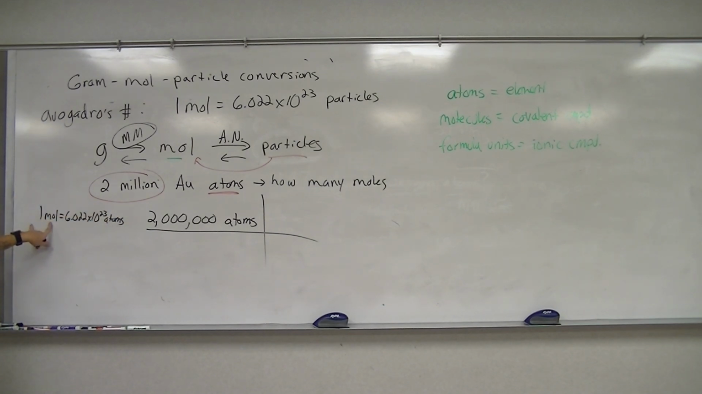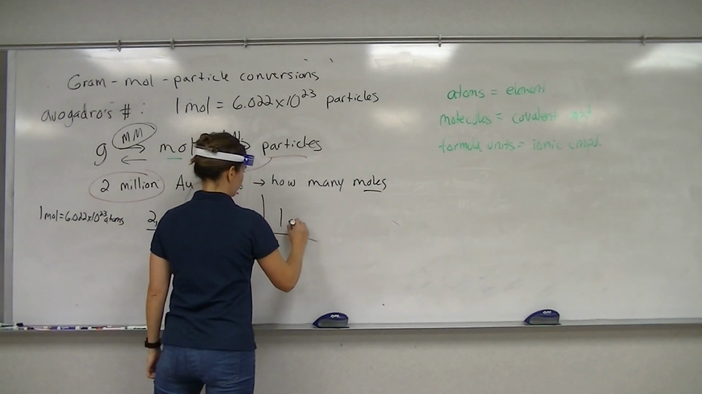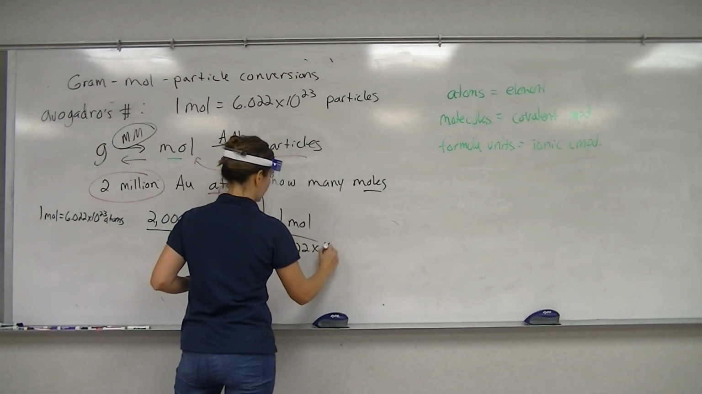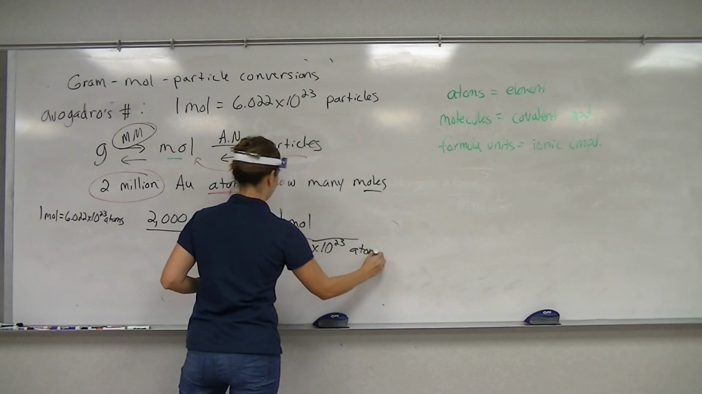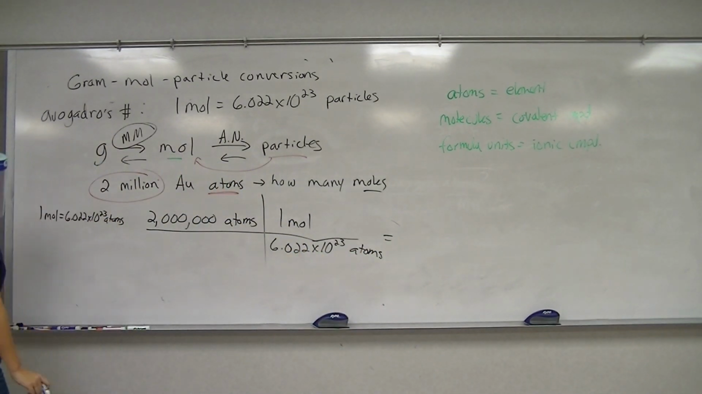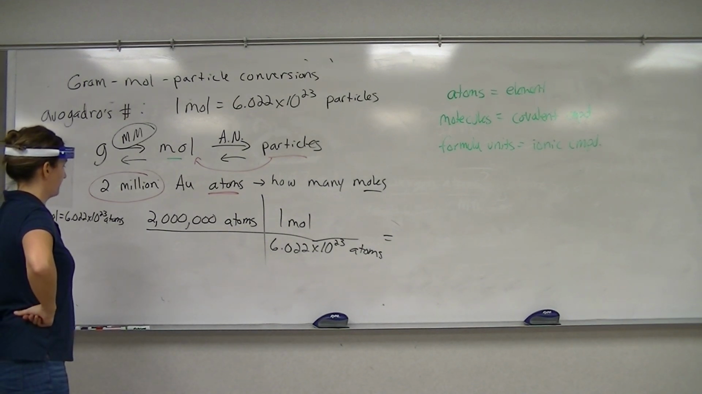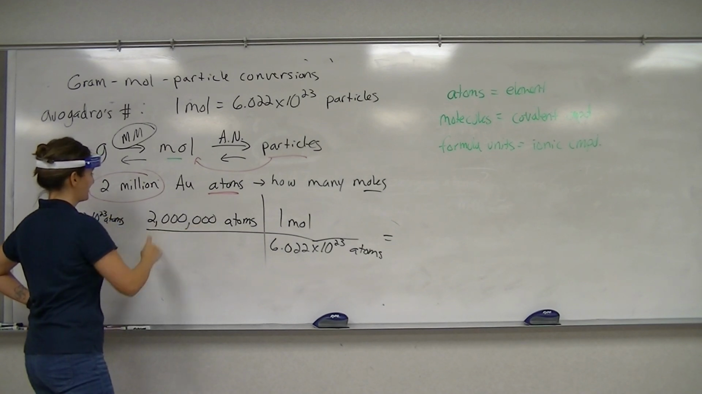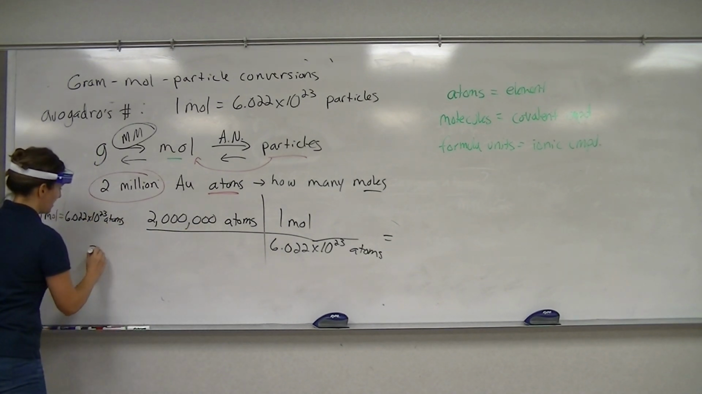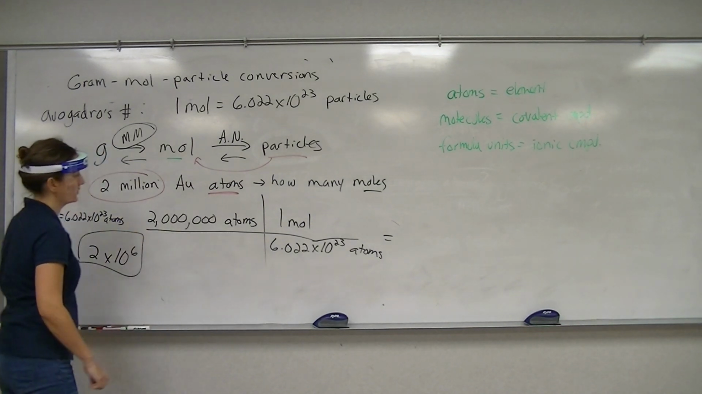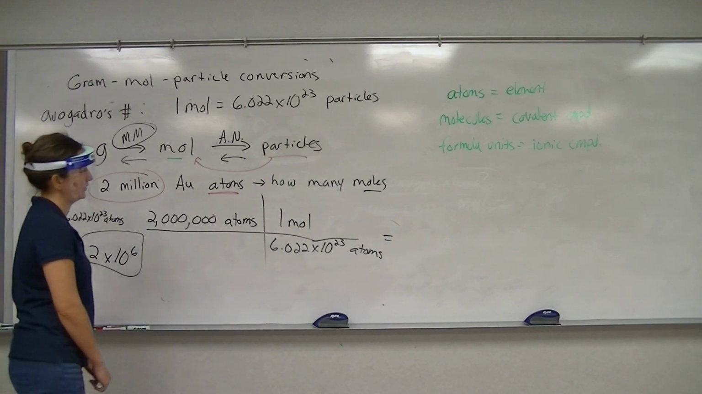I'm going to put my mole on top, because that's what it's asking for. And then Avogadro's number on the bottom. So would that be 2 times 10 to the 6 or 7? I have to count 6. So you're asking scientific notation, it would be 2 times 10 to the 6th is the same as writing 2 million. So you're taking that and dividing it by 6.022 times 10 to the 23rd. So it's going to be a very, very small number.